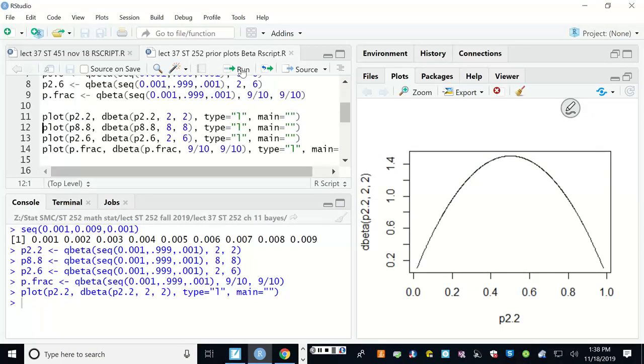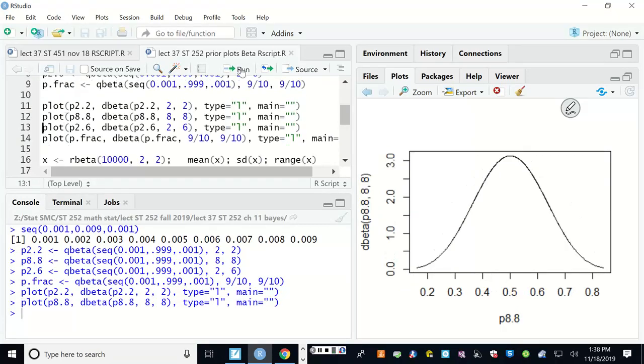It's pretty wide, but it says there's less probability up here near 0 and 1. So if I thought that something should be near the middle, but I was pretty unsure, is it 0.2, 0.1, really quite unsure, but kind of in the middle, that would kind of describe that. When alpha and beta are both 8, the beta distribution is more centered.